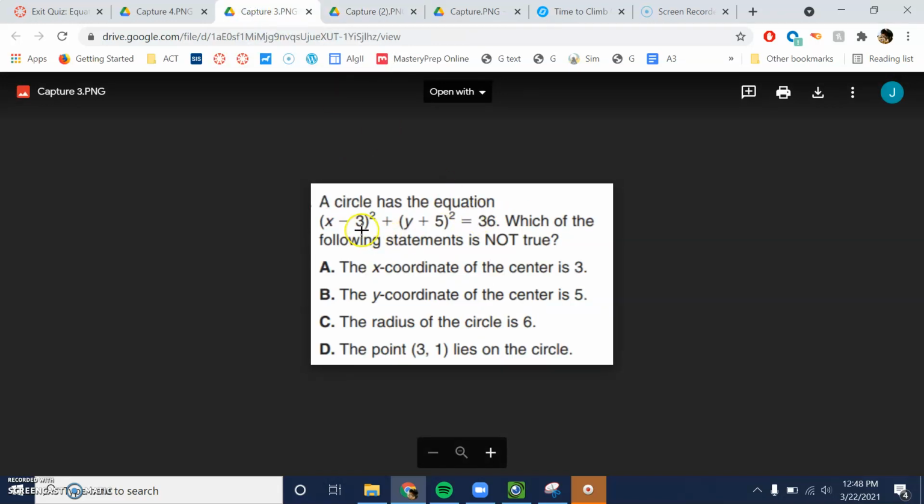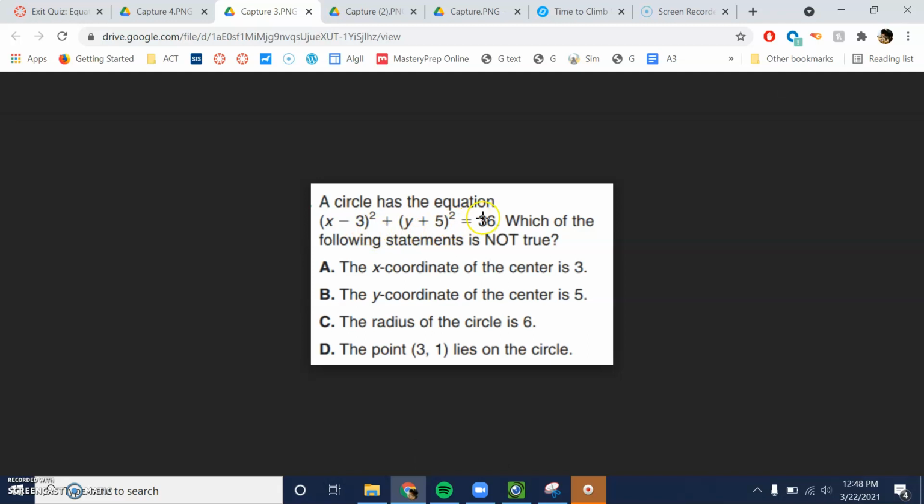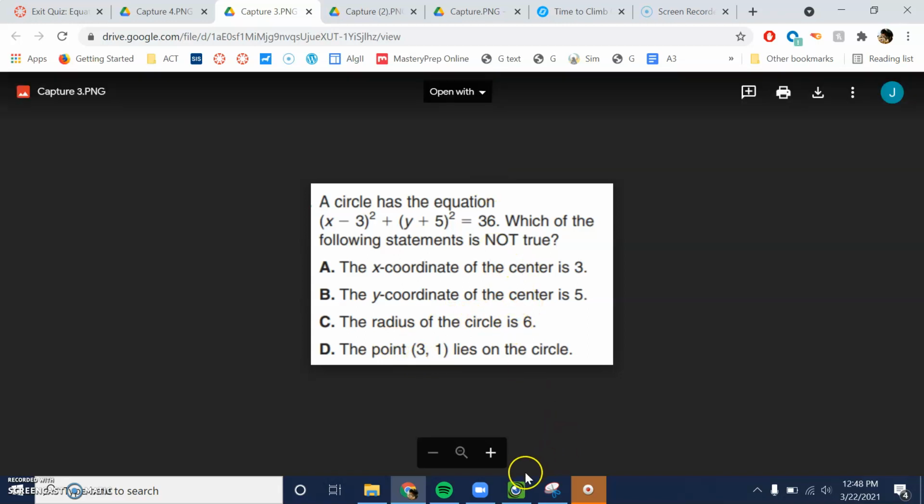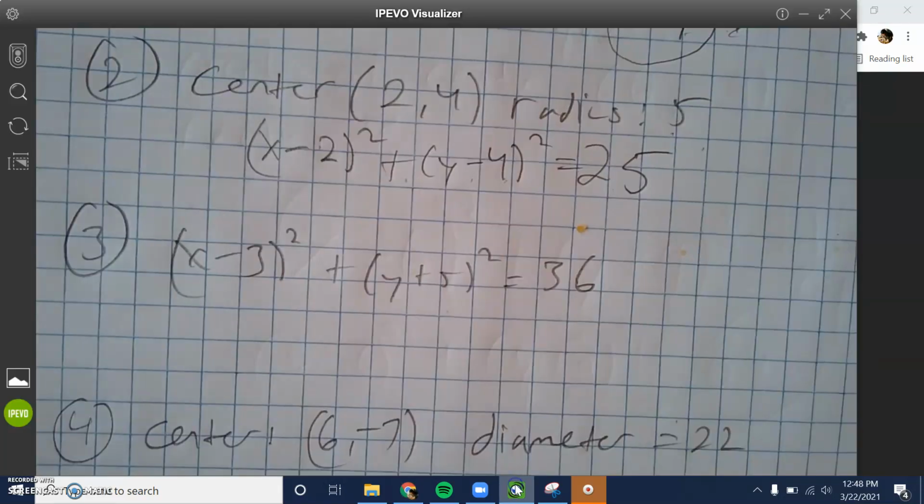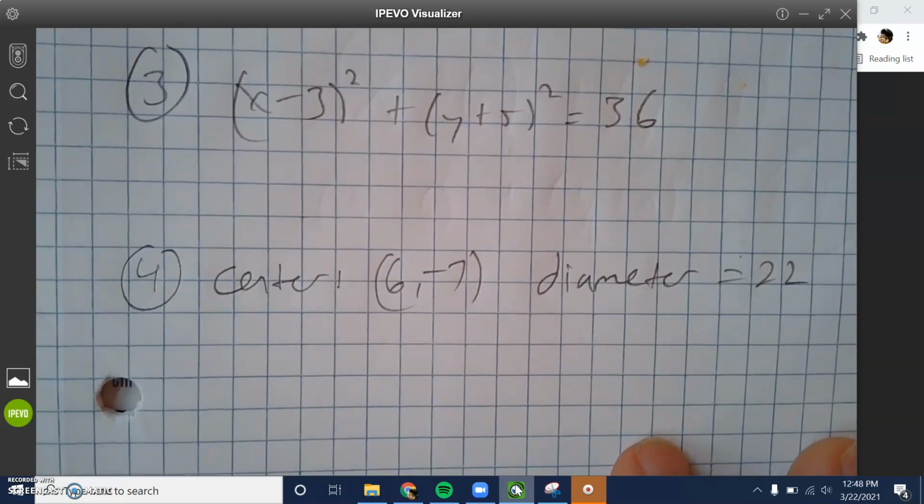A circle has an equation x minus 3 squared plus y plus 5 squared equals 36. Which of the following statements is not true? So it talks about the center and the radius and a point, line, and circle. Okay. So let's just write it down. Let's figure out what the center and radius are. So here's the equation for number 3.